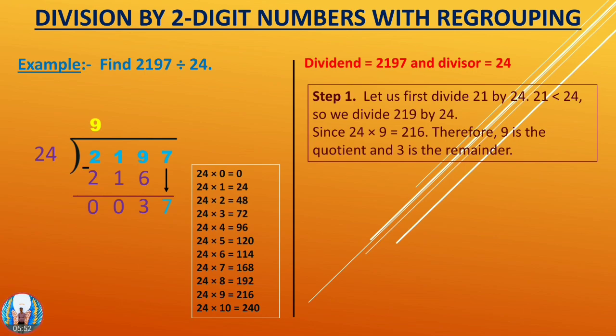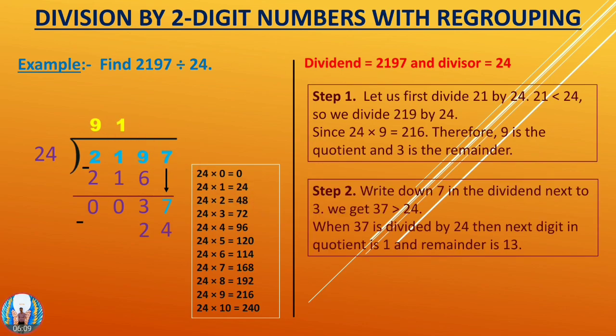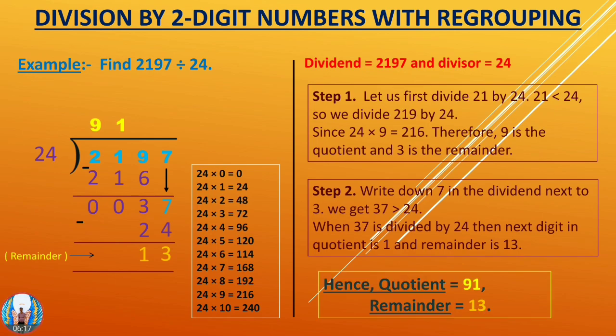Now we will divide 37 by 24. 37 comes in between 24 and 48. So we will take the lesser number, that is 24. We will write 24 here, and 24 times 1 is 24. So we will write 1 in the quotient place. Now here 37 minus 24 is 13. So the remainder is 13 and the quotient is 91.